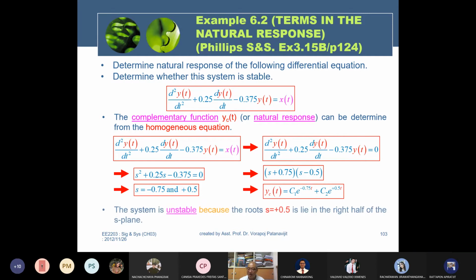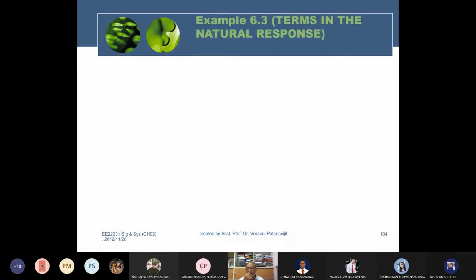What happened? Is the system stable or not? No. The system is unstable because one of them is positive, plus 0.5. The root at s equals plus 0.5 lies in the right half of the s plane, which makes the system unstable. Now, another example.